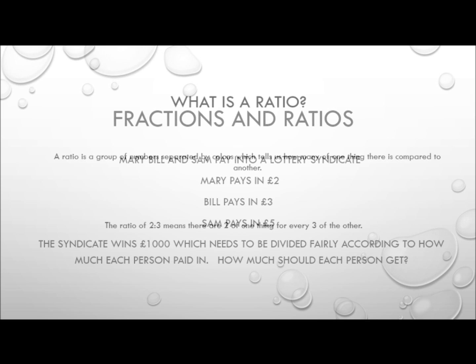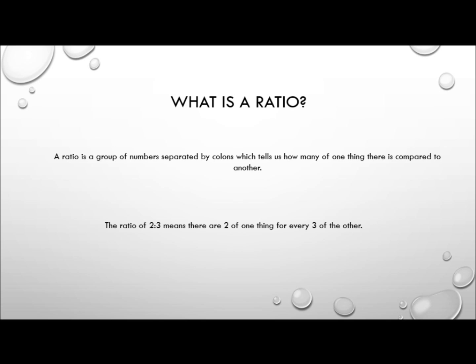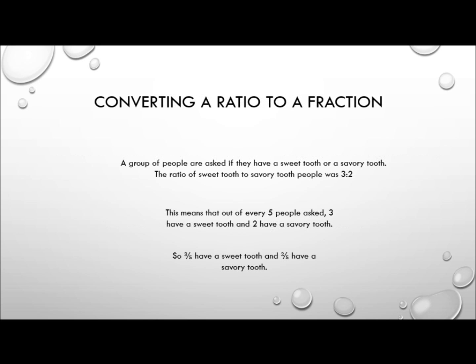Okay, so in answer to the question what is a ratio: a ratio is a group of numbers separated by colons, which tells us how many of one thing there is compared to another. So a ratio of 2 to 3 means there are 2 of one thing for every 3 of another. Okay, so we can convert ratios to fractions.